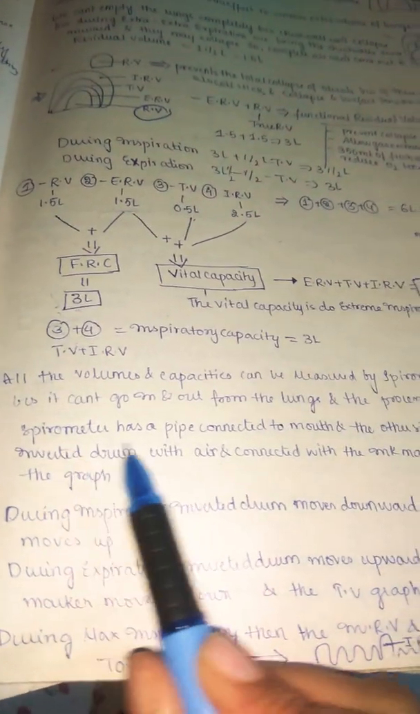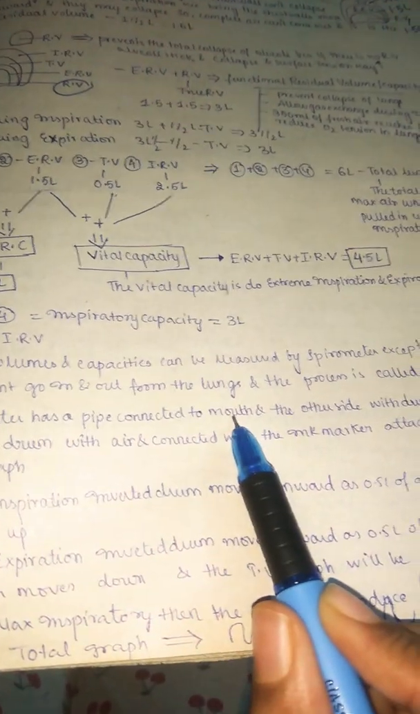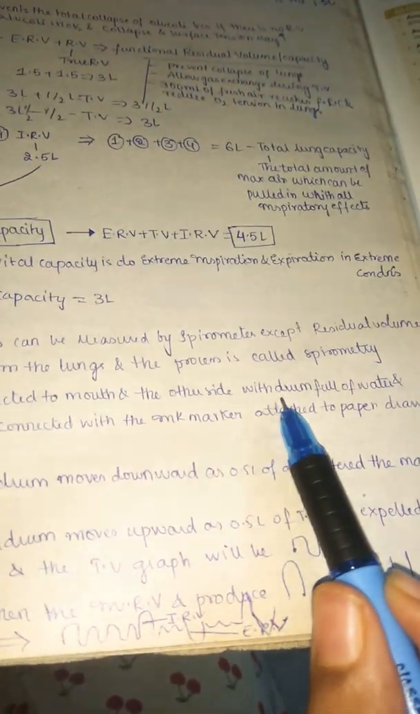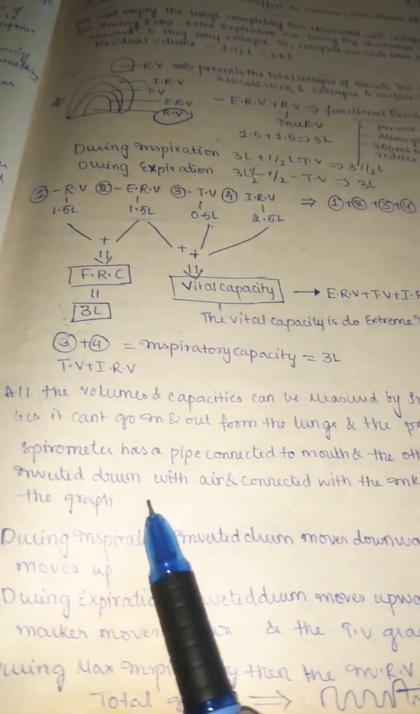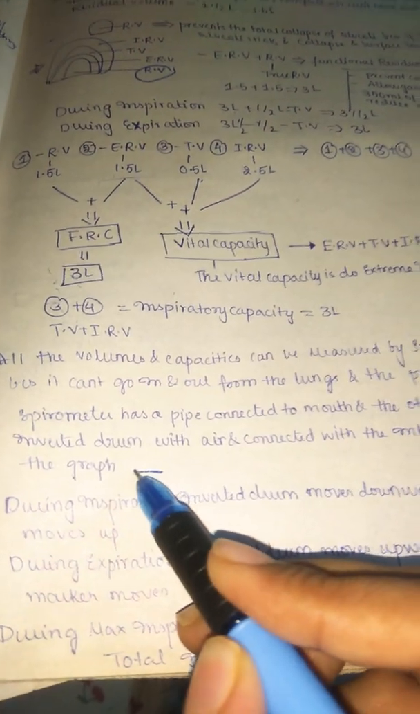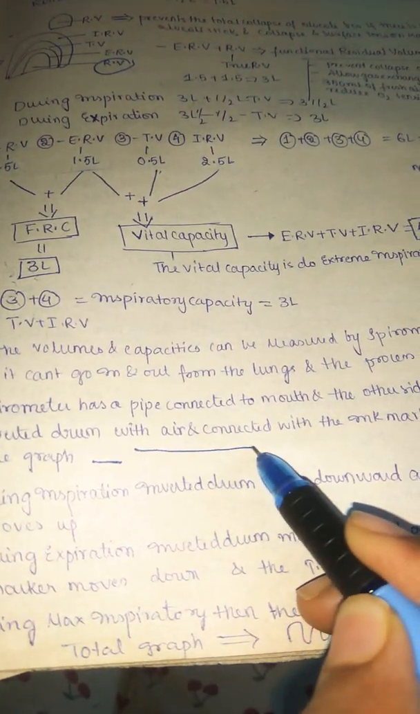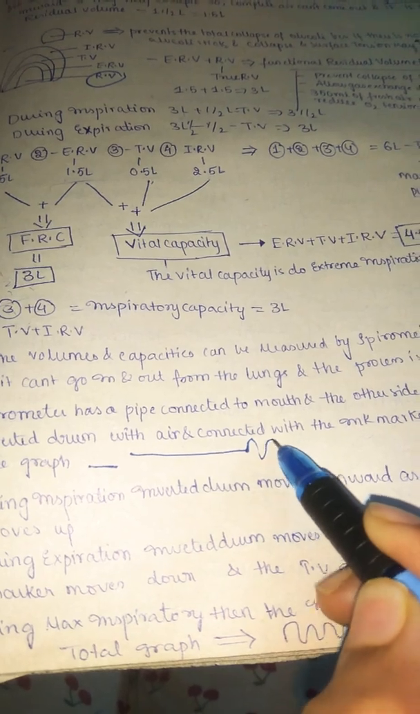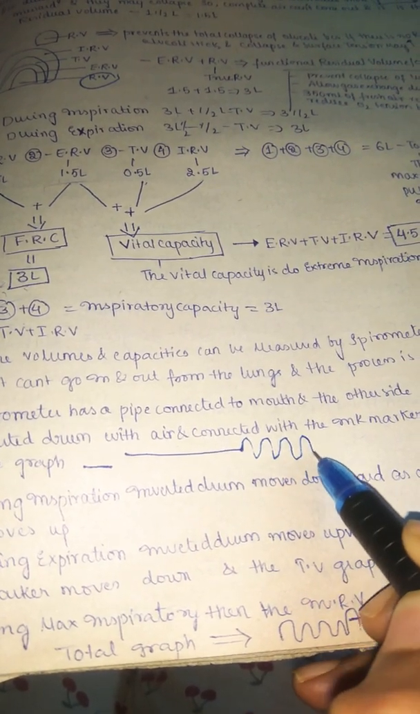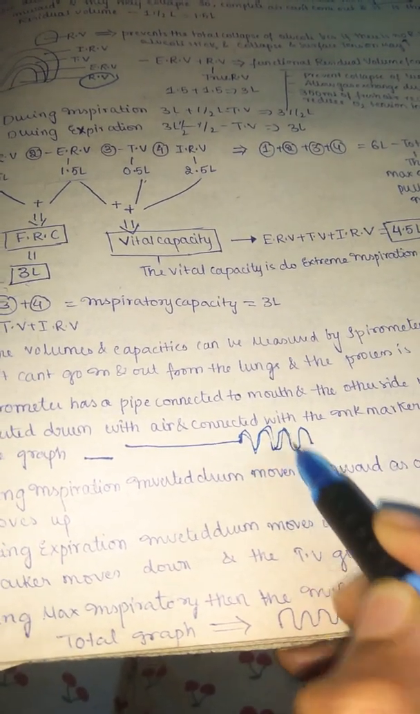We'll see that. So a spirometer has a pipe which is connected to the mouth, and the other side to a drum full of water with an inverted drum of air, and it is connected to an ink marker attached to paper, drawing the graph. In a normal person, if there is no respiration, it will be a straight line, and if respiration suddenly starts, the graph will go upward and downward like this. That is inspiration, expiration, inspiration, expiration.